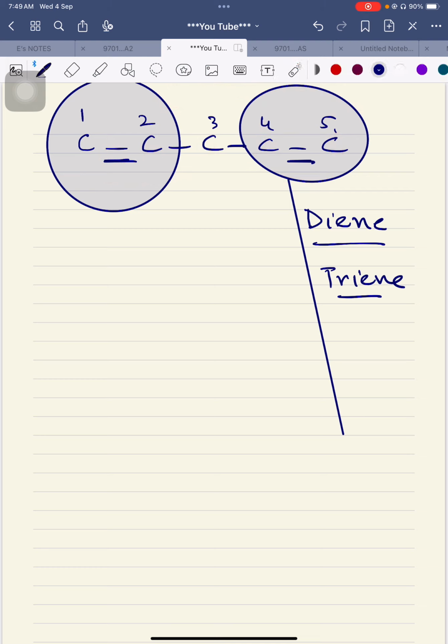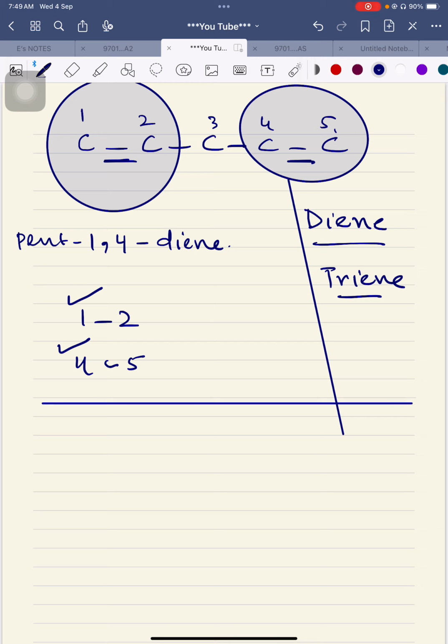So guys, the double bonds are between 1 and 2, so we are considering it 1, and the double bond is between 4 and 5, so we are going to consider it 4. These are the points which you need to keep in mind: where we are going to consider the double bond and what is the way to give the name.